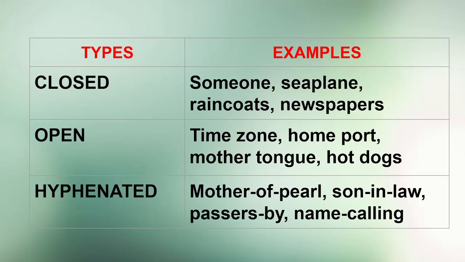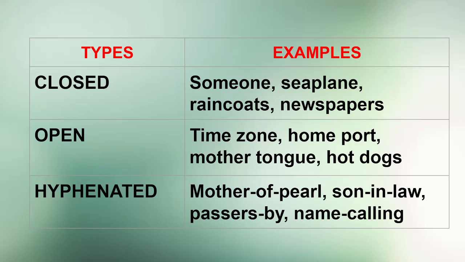There are three types of compound words. The first one is closed, like the examples: someone, seaplane, raincoats, newspapers. Open, look at these words: time zone, home port, mother tongue, hot dogs. Two words, but if you look closely, there is a space between them.